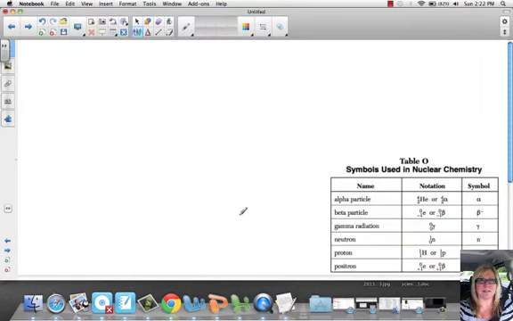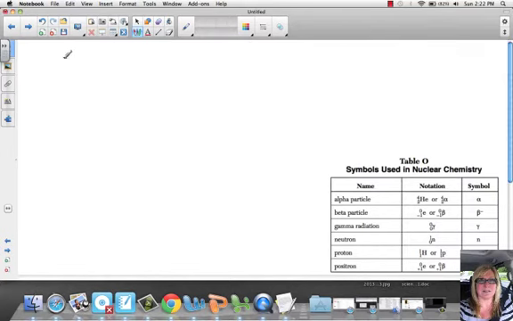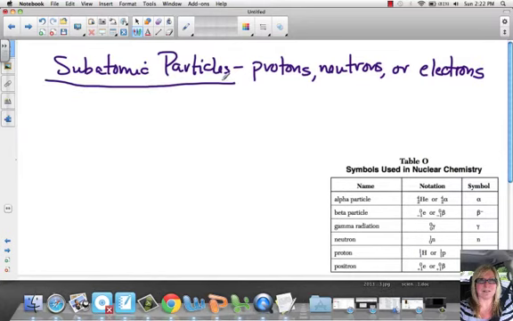So let's talk about the structure of the atom. When you see the words subatomic particles, that means that we are referring to protons, neutrons, or electrons. When you see a question that says, explain in terms of subatomic particles, somewhere in your answer you better be talking about protons, neutrons, or electrons, depending on what the question is.